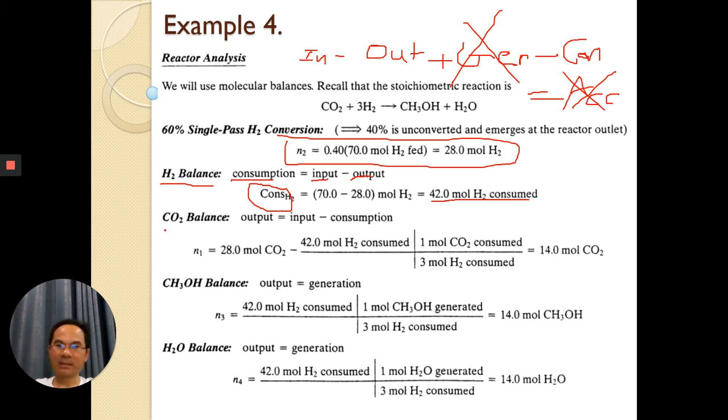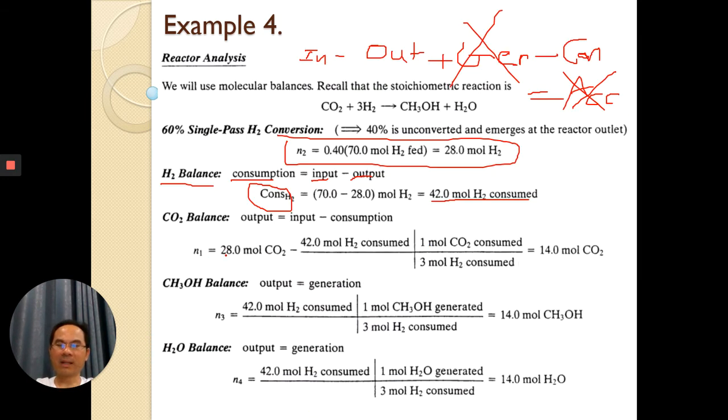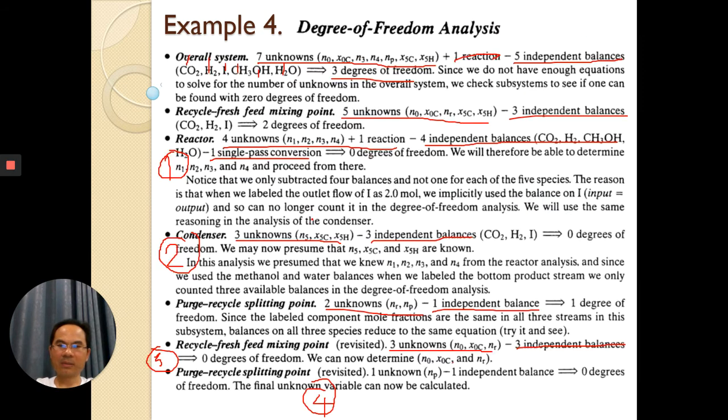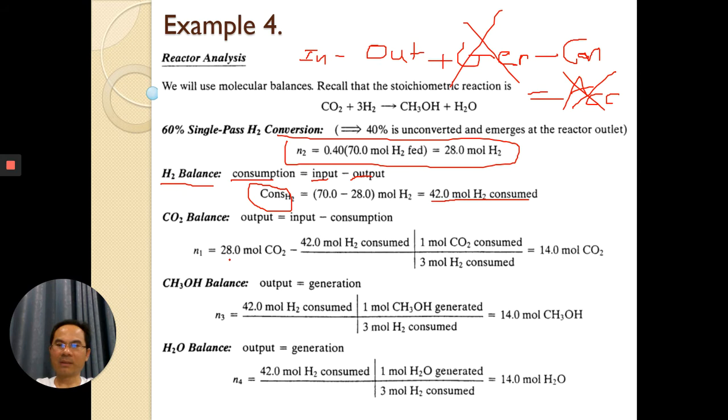Then you balance on carbon dioxide, which is the same. Carbon dioxide is a reactant, so output equals input minus consumption. Carbon dioxide output is N1. N1 equals input carbon dioxide, 0.28 multiplied by 100, which is 28, minus consumption.